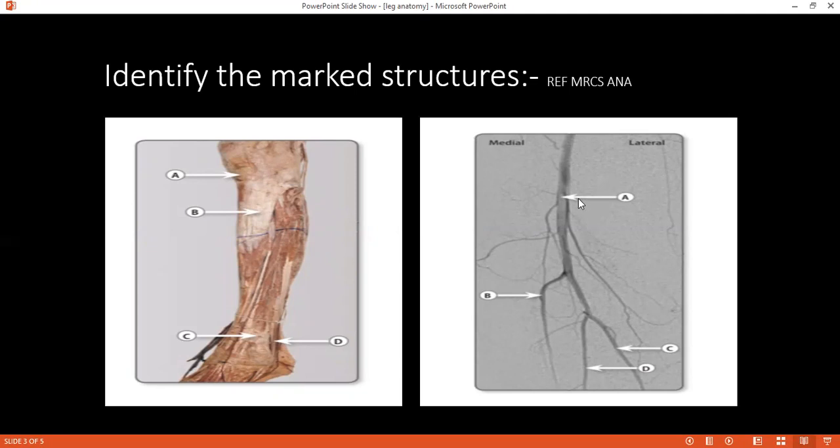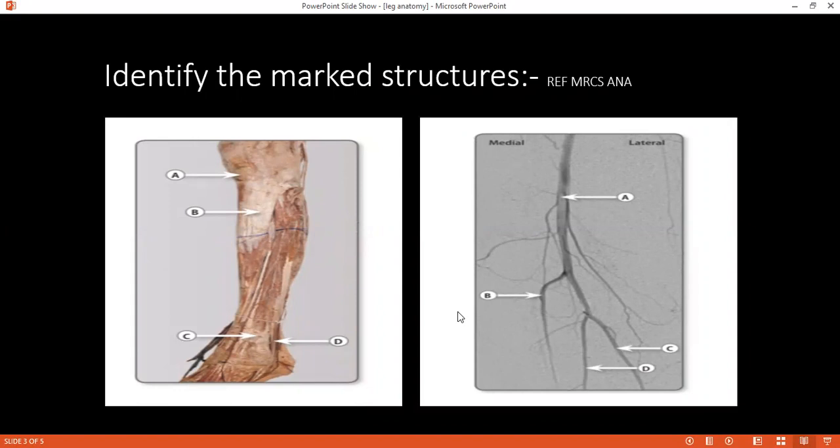Yes. So, ma'am, A is the popliteal artery, and it is giving rise to B, which is the anterior tibial artery, and then it is giving rise to the tibioperoneal trunk, which is dividing into C, which is the posterior tibial artery, and D, which is the peroneal artery. Peroneal artery. Okay, good.